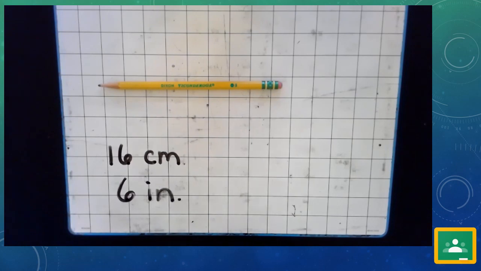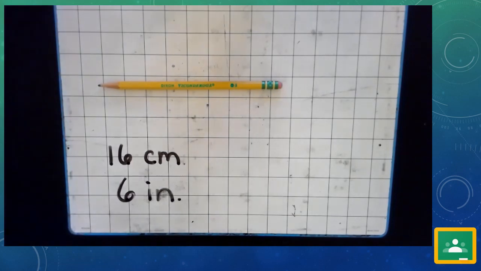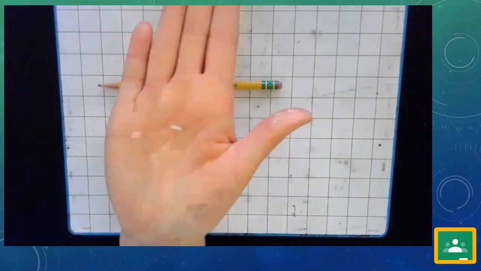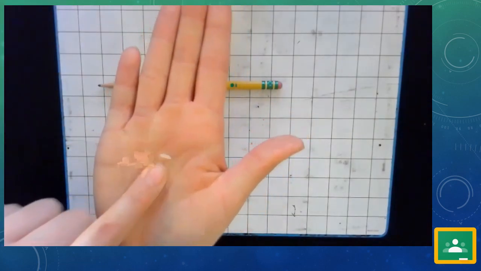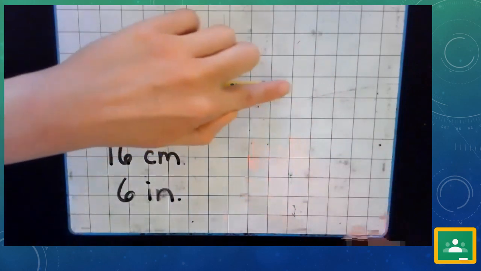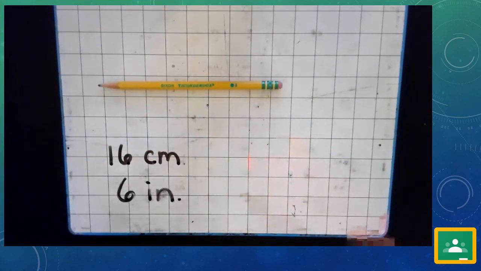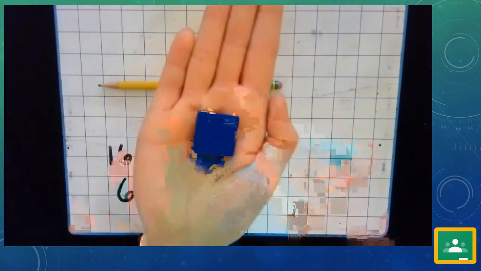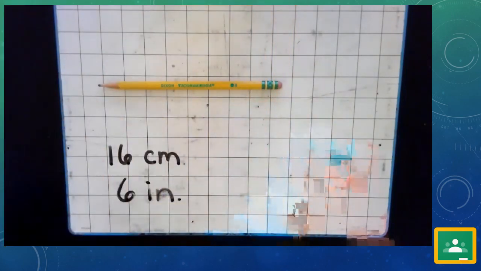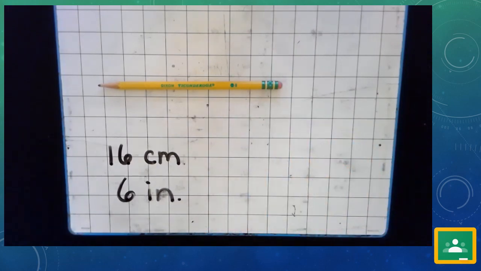When you're measuring with centimeters, because they are such a small unit of length, you will need a lot of them to cover the entire length of whatever object you are measuring. If you are measuring using inches, you will need fewer inches than centimeters because inches do take up more space than a centimeter. Let's see if this is true for a different object.